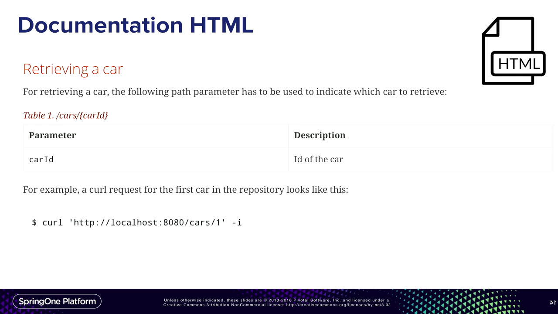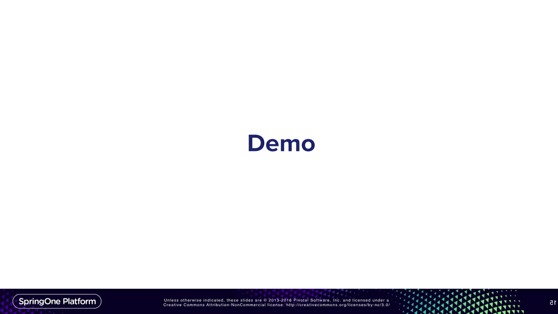Okay, so once you got the template, you got the snippets, you can generate the HTML. And that looks pretty neat. It just basically formats everything for you, and it includes the snippets that you've generated. Okay, so that's basically the most important part of REST Docs, how that works. Okay, so let me show a quick demo then.